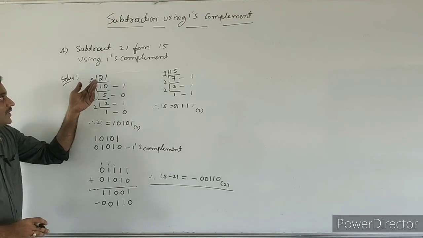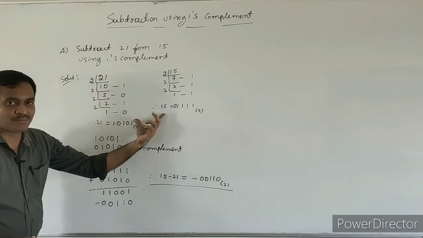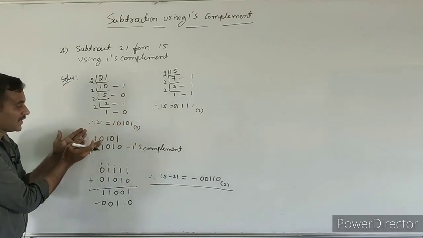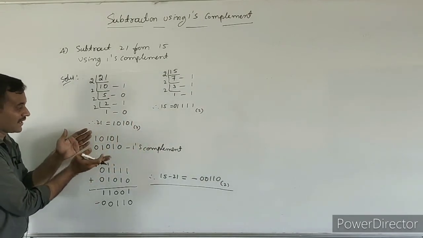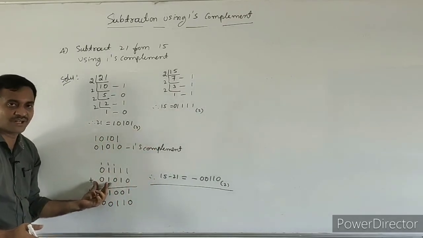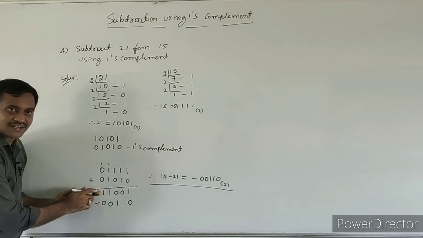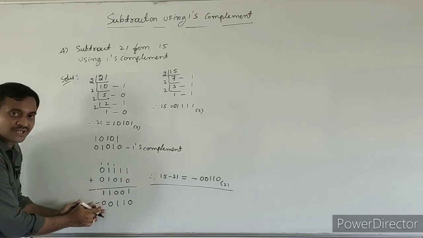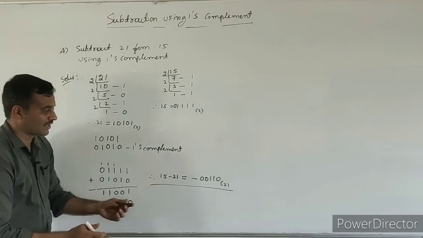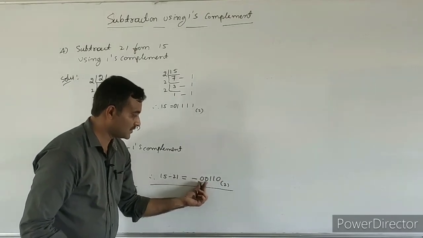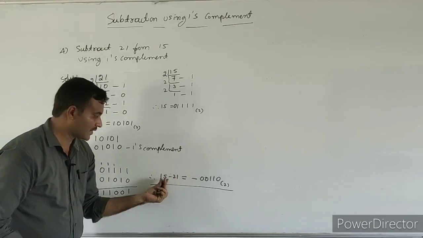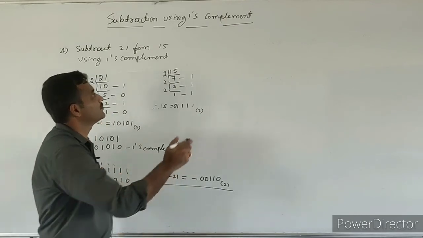See, first we convert 21 and 15 to binary numbers. Then make them an equal number of bits. Then choose the subtrahend. Take one's complement of the subtrahend and add the negated subtrahend to the minuend. Observe the carry. Here carry is not generated. Take one's complement of the result. Put a negative sign in front of the more significant bit. So the answer is minus of 0 0 1 1 0 because we subtract a larger number from a smaller number. Take one more example.